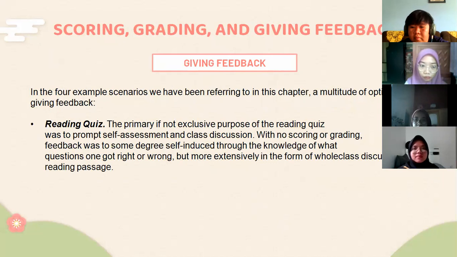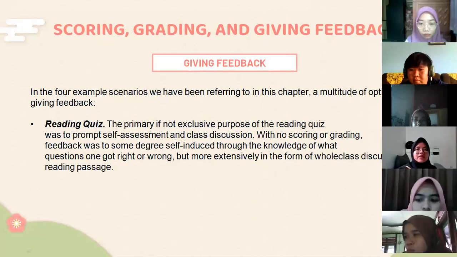Next slide. And the last is giving feedback. In the 4 example scenarios we have been referring to in this chapter, a multitude of options exist for giving feedback. The first one is the reading quiz.